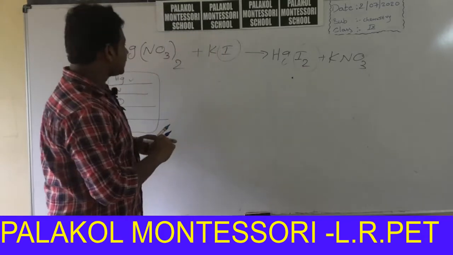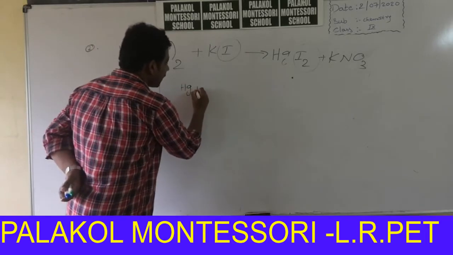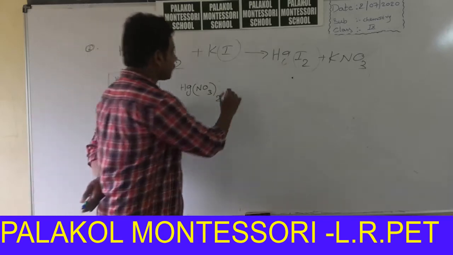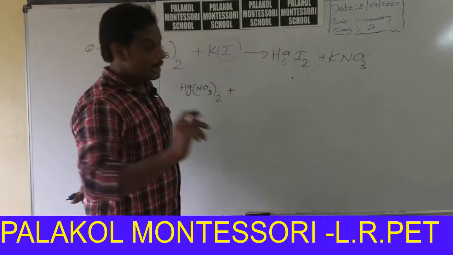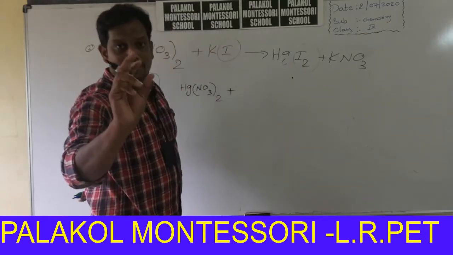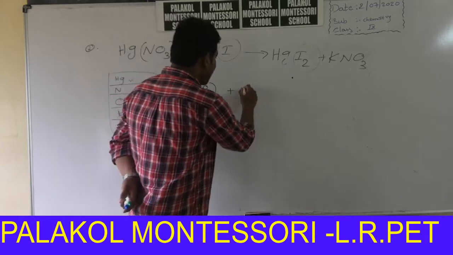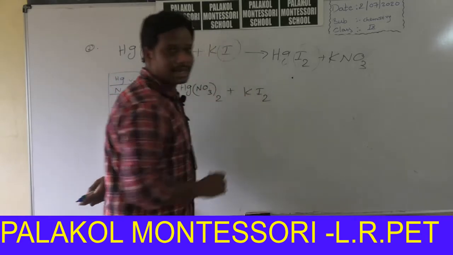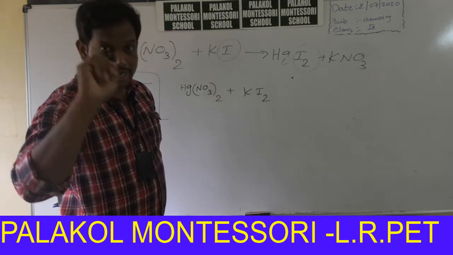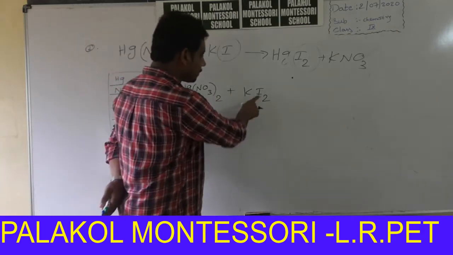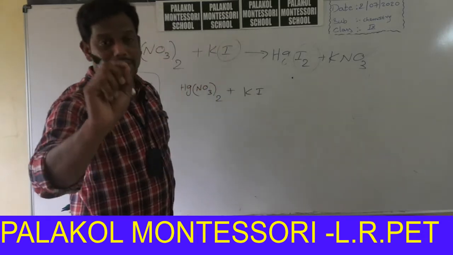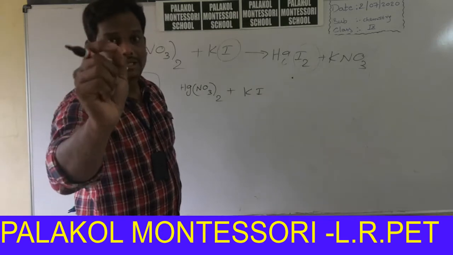Now, balance this equation as HgNO3 taken twice. Here the number of iodine atoms is 2, and here the number of iodine atoms is 1. So, can I write it as KI2? Already I told you, you have no right to change the subscript. You can only change the stoichiometric value.